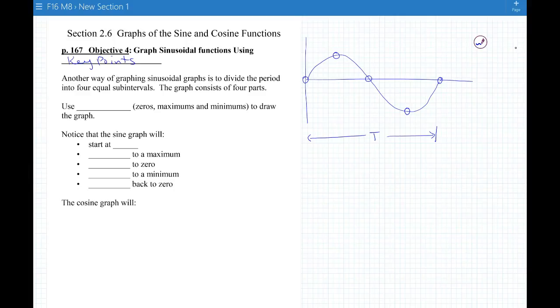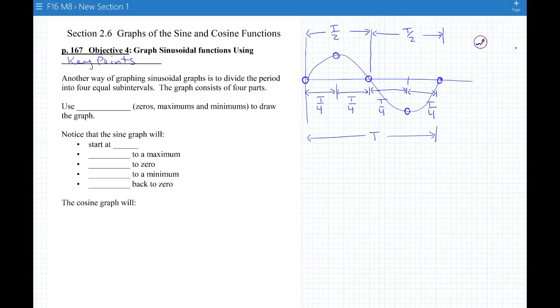Whatever the period is, it's evenly divided: this point is T over 2 from the beginning, and then the end is T over 2. So this 0 comes exactly in the middle, and this max comes exactly in the middle of that interval. So we're going to divide the period, whatever it is, into 4 equal pieces. And this pattern will always hold for the sine graph, that it's a 0, then a max, then a 0, then a min, then a 0, unless you have a reflection.